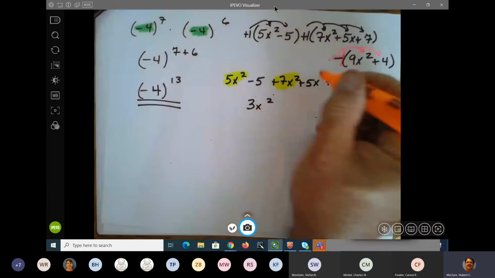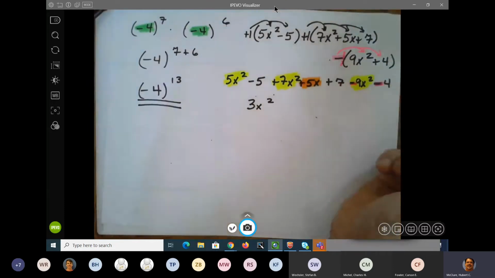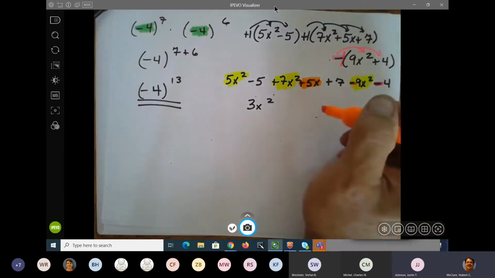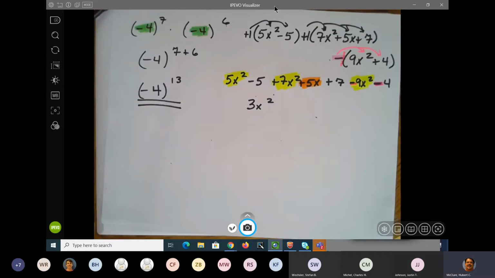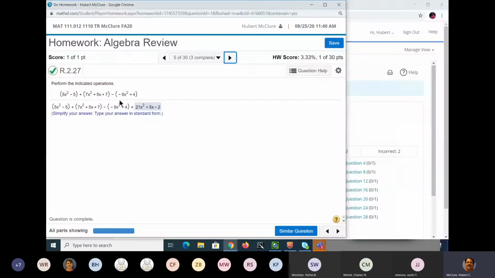Sir? Yes. I believe it's supposed to be plus 9x squared, because I think in the original problem it's negative 9x squared in the parentheses. Don't tell me I wrote it down wrong. I suck. Okay, well, I'm just doing a different problem. You are correct. Thank you. All right, I just wanted to make sure. I'm glad you didn't wait till the end of the problem.